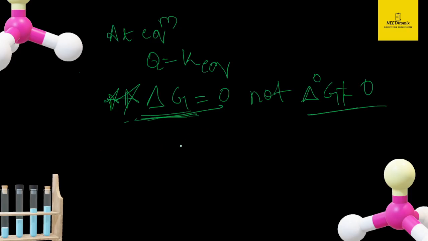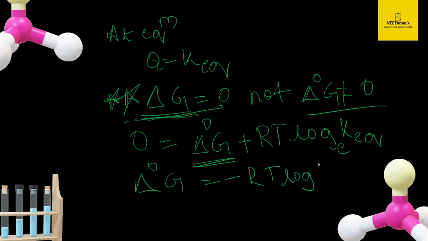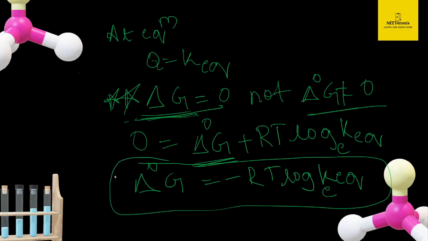So if you substitute these values in the equation which we got in the previous slide, we'll get 0 is equal to delta G naught plus RT log K_eq to the base e. If you bring delta G naught to your left hand side, delta G naught is equal to minus RT log K_eq to the base e. This one is also an important relation.